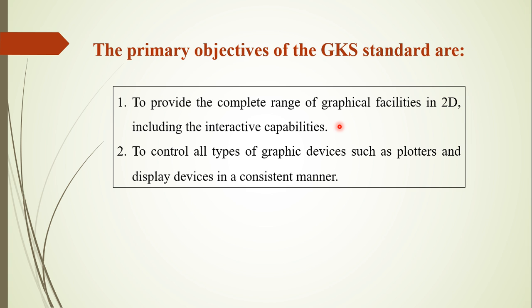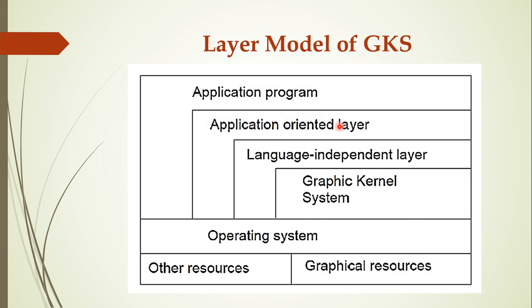So the major layers of GKS, or the layer model of GKS, is being explained here. If you look into it, these are the major layers in GKS. The basic one is other resources, graphical resources, operating system, and the graphic kernel system, the language independent layer, then the application oriented layer, the application program. Of course, we'll start from the bottom. So what are the other resources? Before going into other resources, we'll start with graphical resources. So what does graphical resources actually mean?